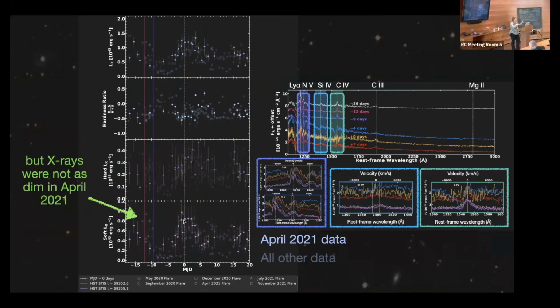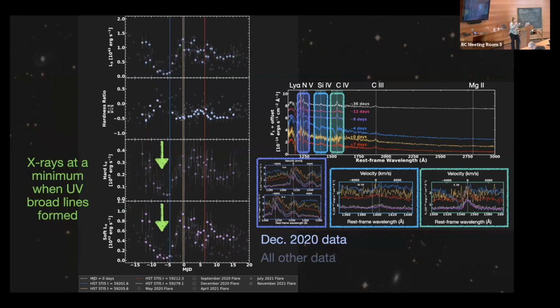But one possible reason and difference between these 2 flares is that the X-ray minimum was not as dim compared to when the broad lines form. So it's just something that we're acknowledging. Whether it's connected or not remains to be seen. But in general, we're seeing that at -9 days and -12 days, during the X-ray minimum of this one particular event, we did not see any strong absorption features.